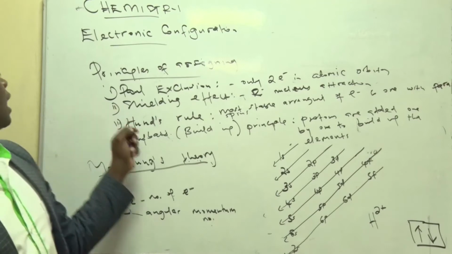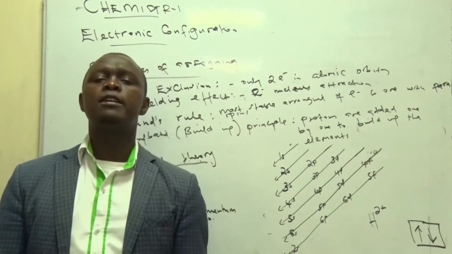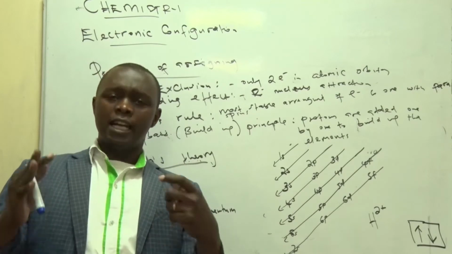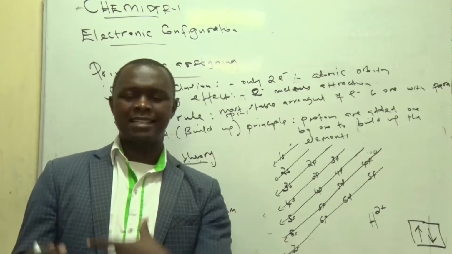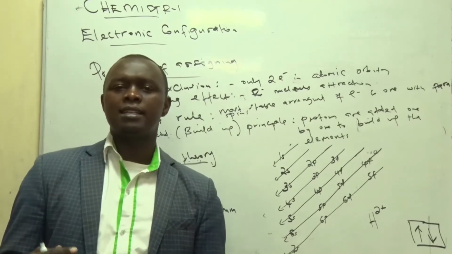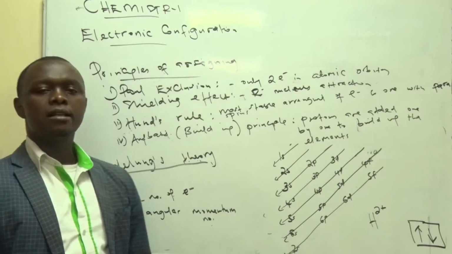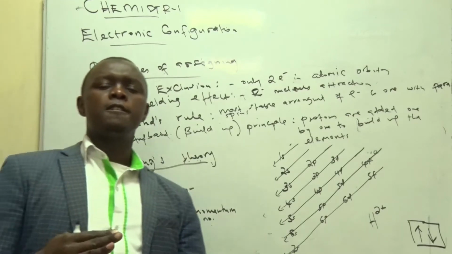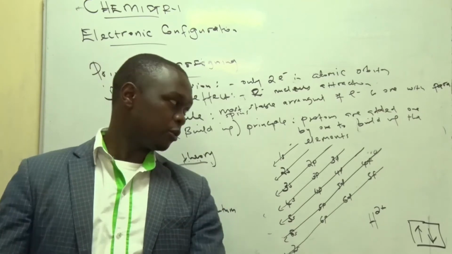Number two, we have the shielding effect. This is about how attractive the nucleus is to the electrons. Meaning that we must first fill those which are attracted first in our orbital.